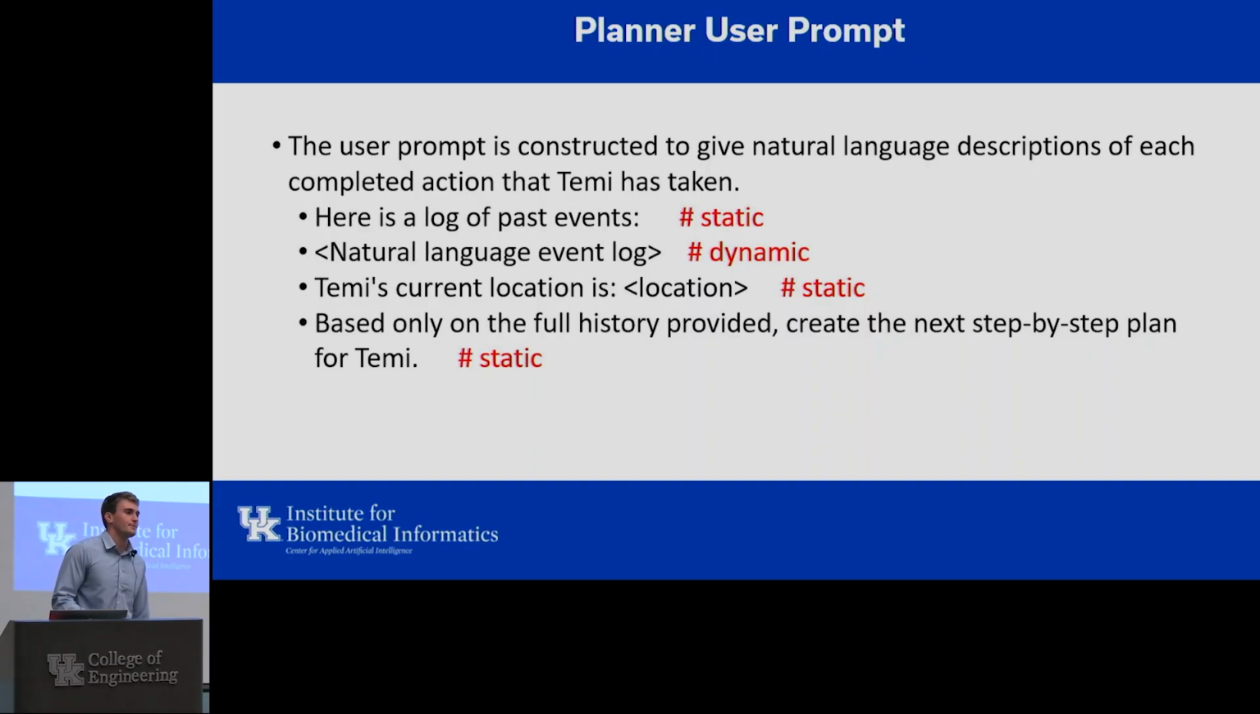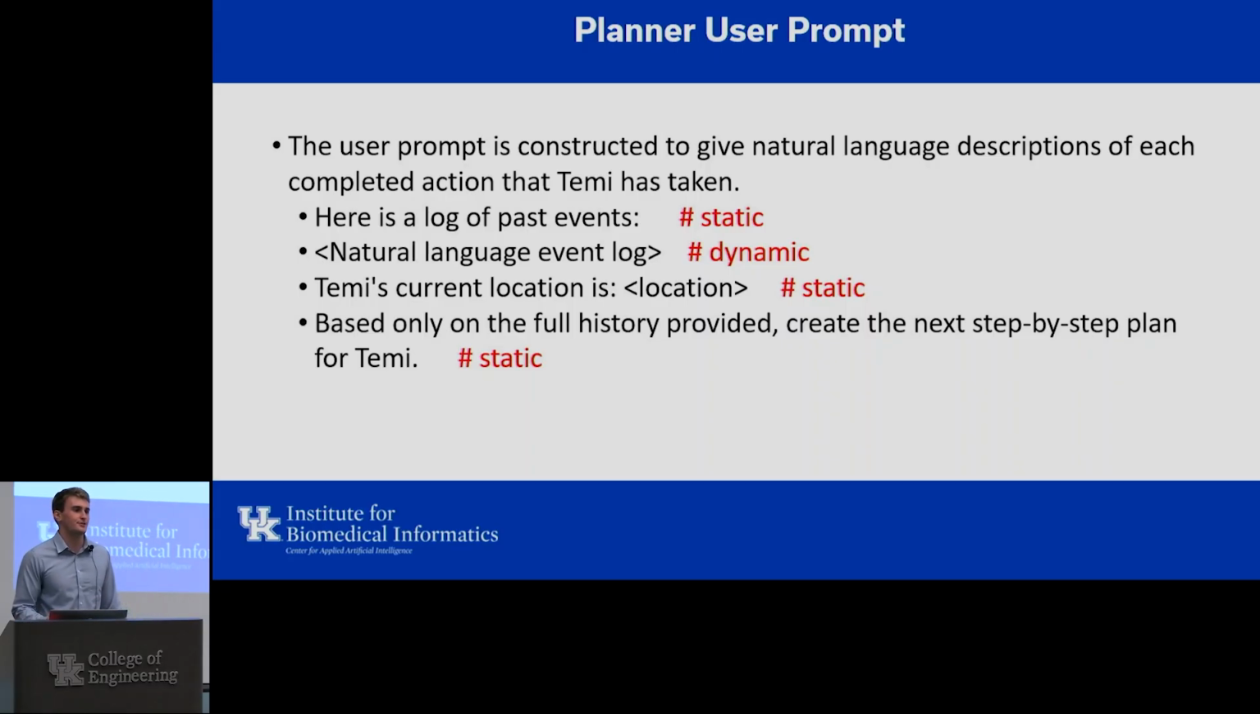So the planner user prompt is built over time as Temi interacts with the world. So it's kind of a stencil. Parts of it stay the same, parts of it change. The initial line is, here's a log of past events. That's always going to be there. And then as Temi does things, that log will be built out as people interact with Temi and as Temi takes actions. And then we give the planner Temi's current location. That line is always there, but the location changes, obviously. And then at the end, we always tell the planner to create a full action plan, step by step, based on the sequence of past events.